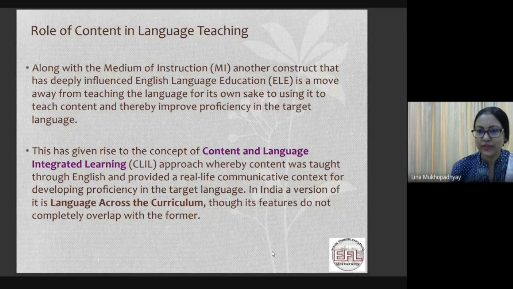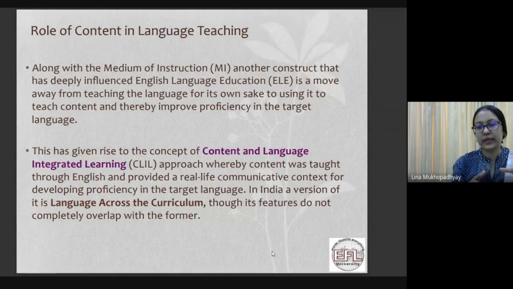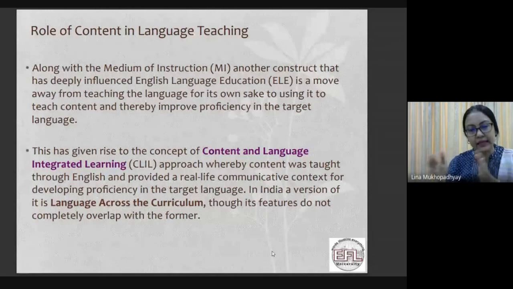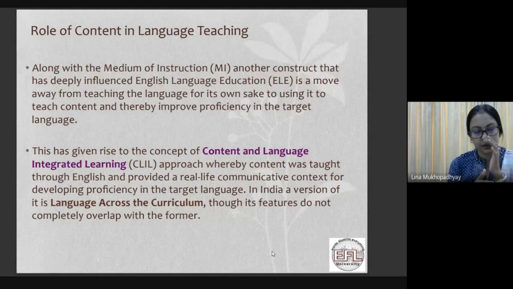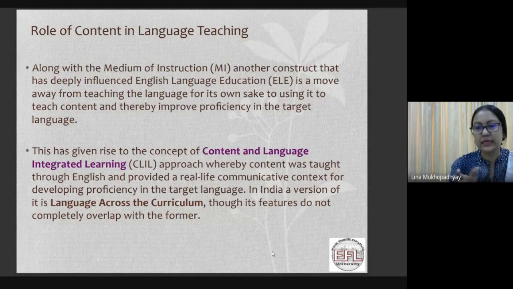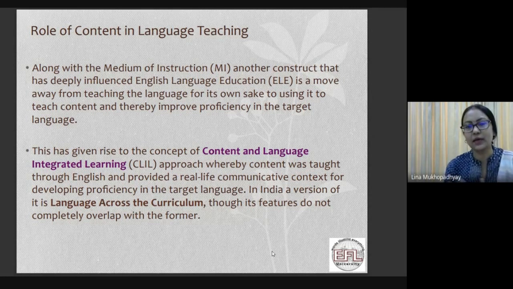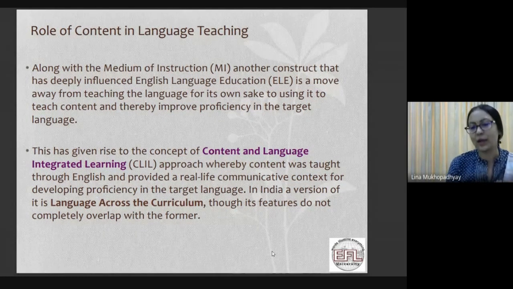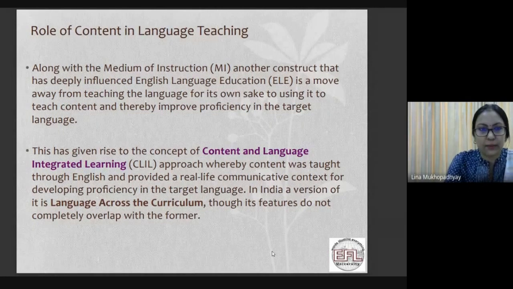So the features completely do not overlap. Today's discussion, we will be looking at CLIL and its implication for assessment, how it can be looked at in terms of the core principles of CLIL. Right. So language across the curriculum is like an Indian avatar of CLIL. There is some amount of overlap, though all the features do not completely overlap.